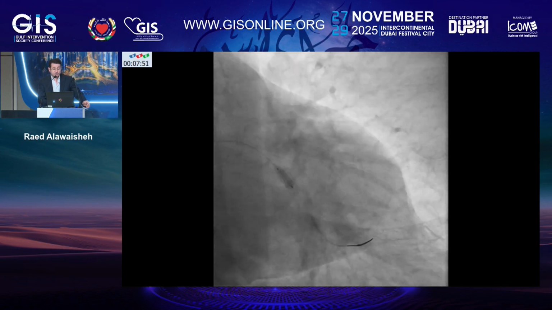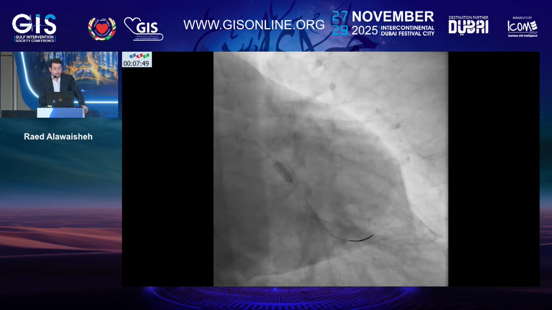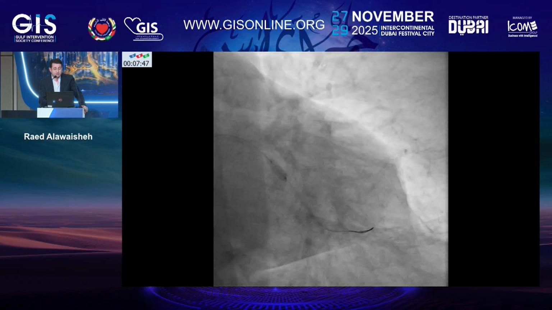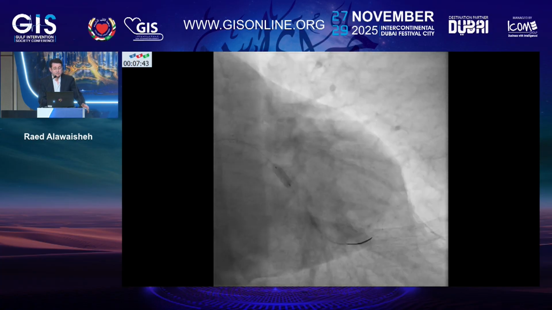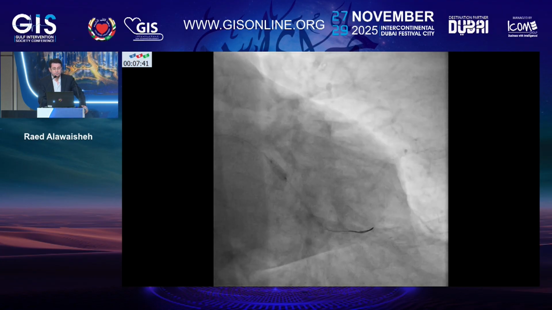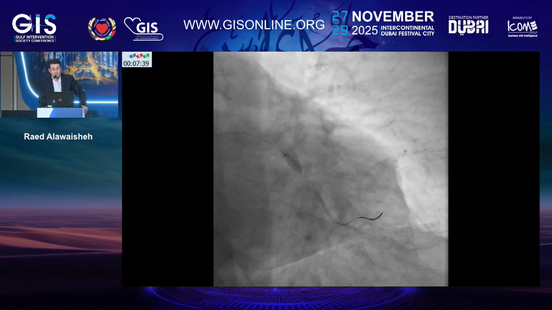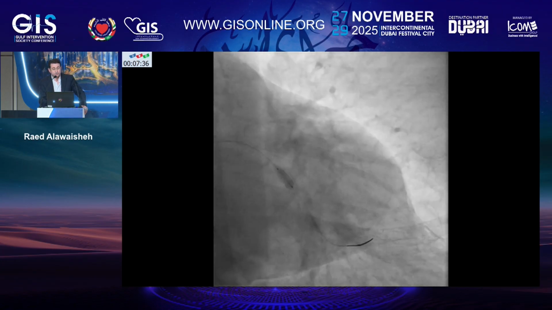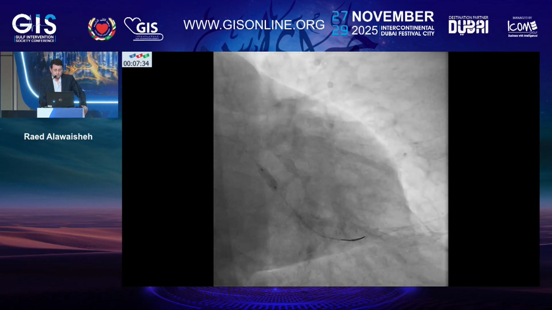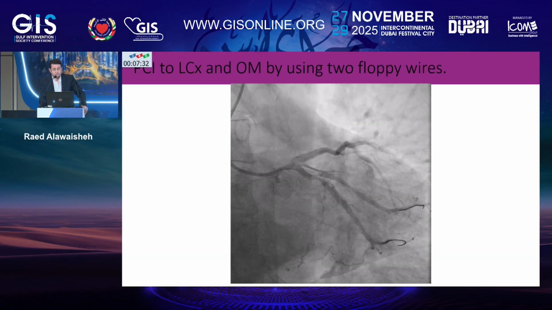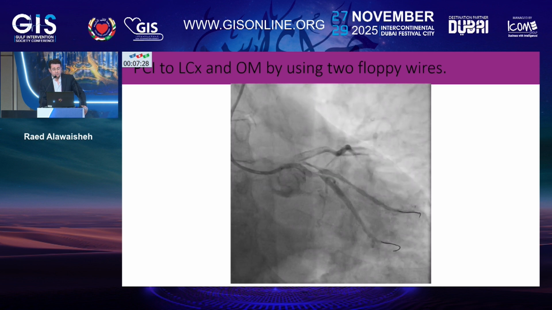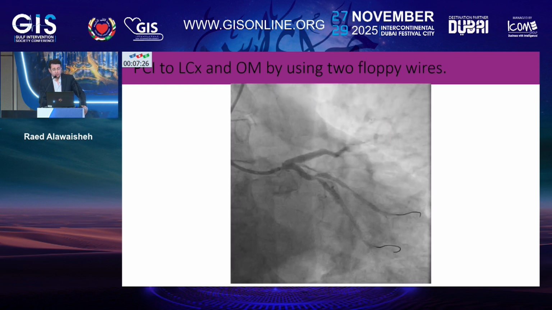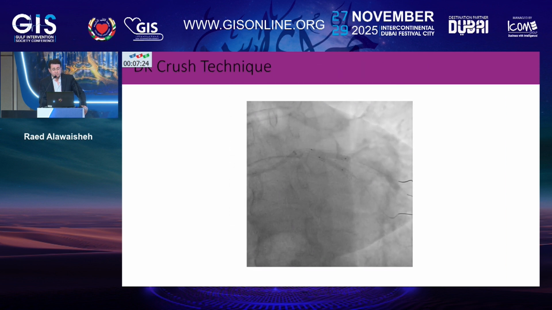The RCA is a CTO, totally occluded, and has collaterals from the LAD and from the circ. So my plan was to do the PCI for the circ and the OM, and to postpone the RCA to another stage. So, a straightforward intervention for the left circ, two floppy wires, and the strategy was to go for DK crush for this case, which was successfully done.